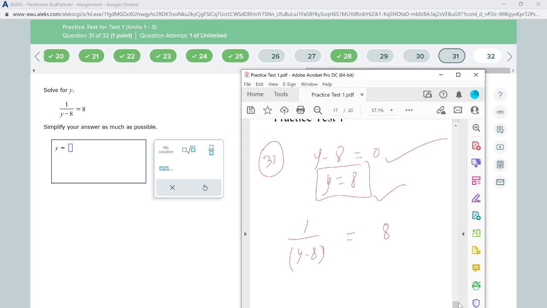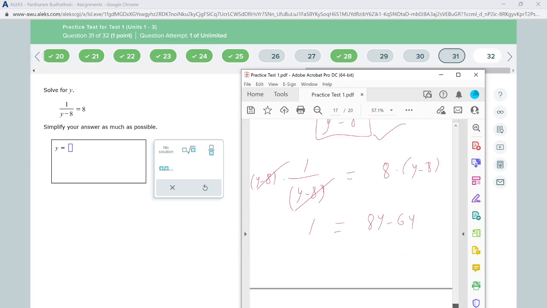In this case, it's y minus 8, so I'm going to just multiply both sides by y minus 8. By doing that, the y minus 8 and y minus 8 will be cancelled out from the left side, so there will be 1 left over. On the right side, you have 8y minus 64. So this is a linear equation. To solve this one, just add 64 to both sides. That gives you 65 equals 8y.